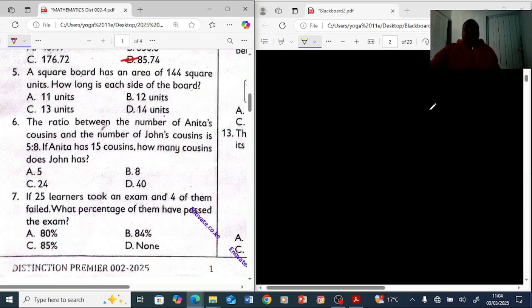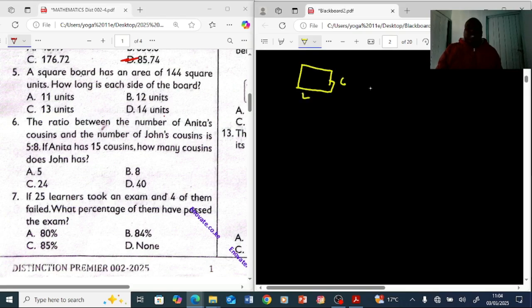Number 5. A square board has an area of 144 square units. How long is each side of the board? A square has equal sides. So length times length is equal to 144. So length squared is equal to 144. So how do you get length? You find the square root of both sides. So L is equal to 12.